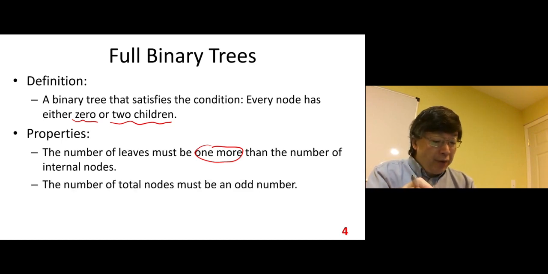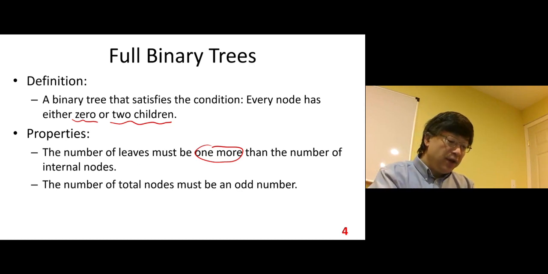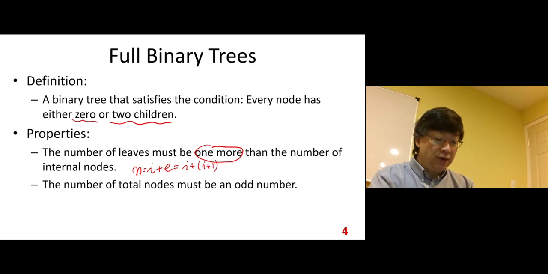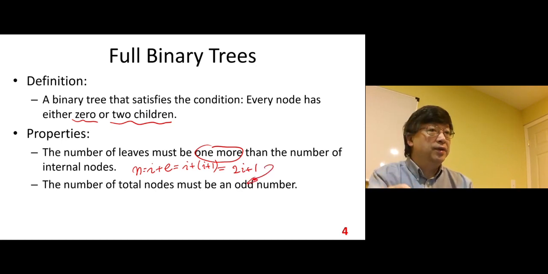The number of total nodes must be an odd number, because you add these two together. Let's say internal nodes I plus external nodes E, that's the total nodes. But E equals I plus 1, one more than internal, so the total equals 2I plus 1. So that is an odd number. So it is very easy to see that property.